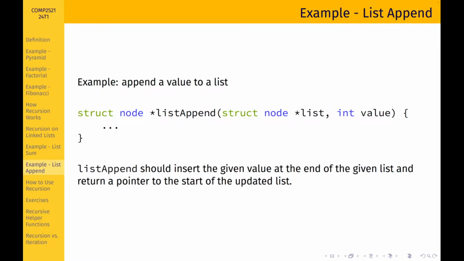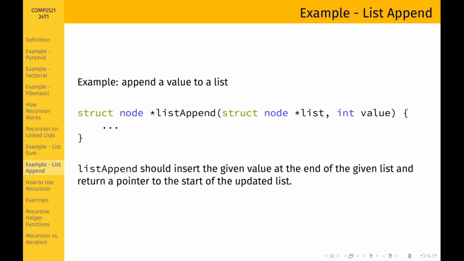Now let's talk about a hairier problem where we actually modify the list. Append a value to a list. Let's look at the function prototype. The function takes in a pointer to a node called list, and it takes in a value. It should insert the given value at the end of the list and return a pointer to the start of the updated list.